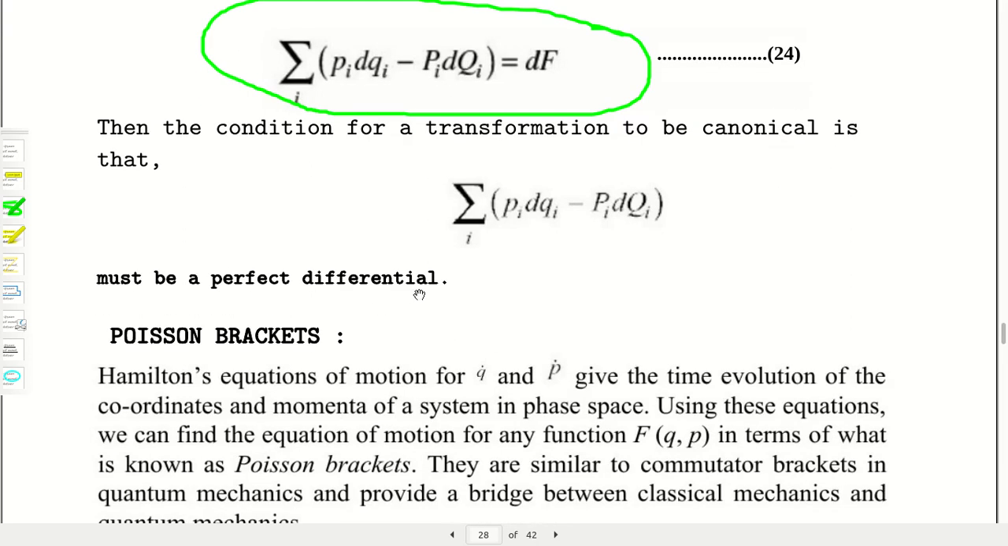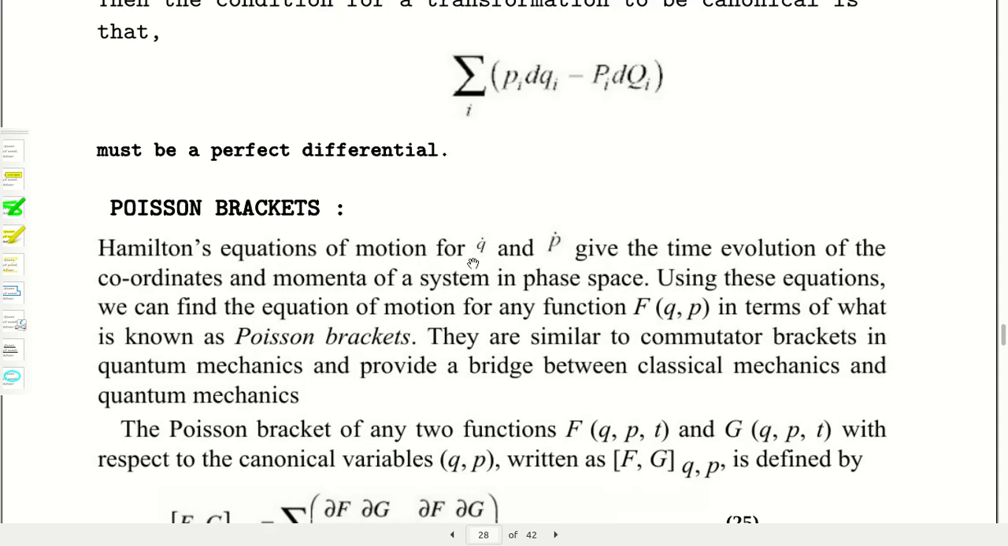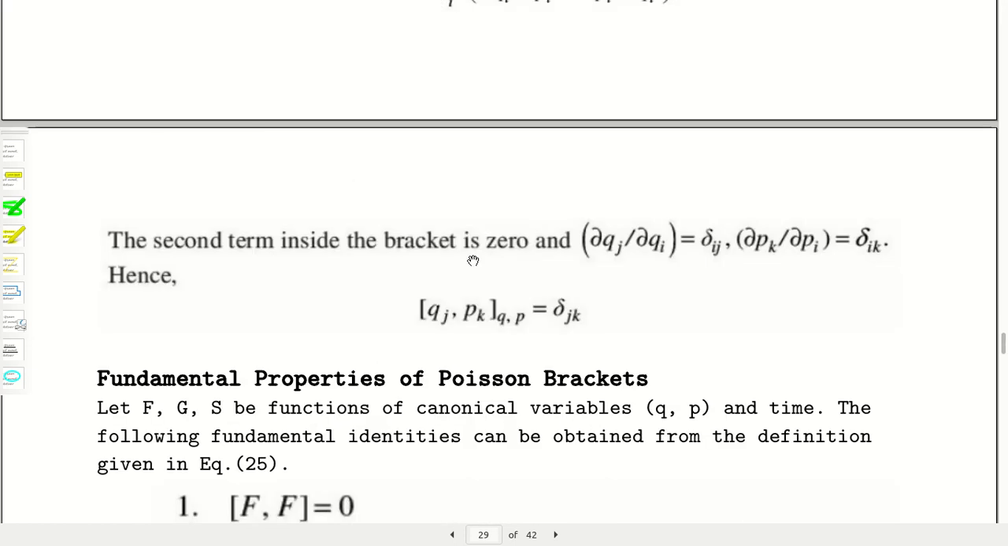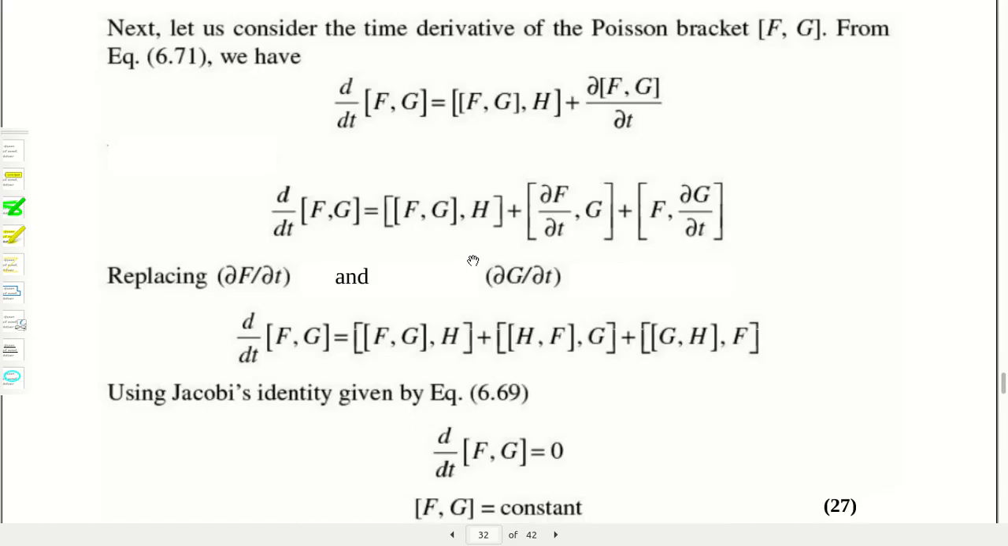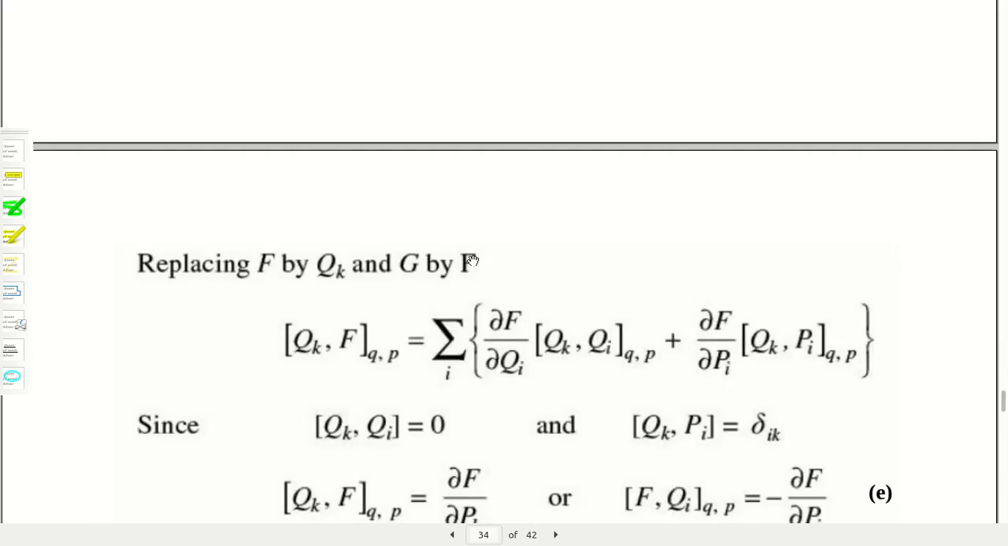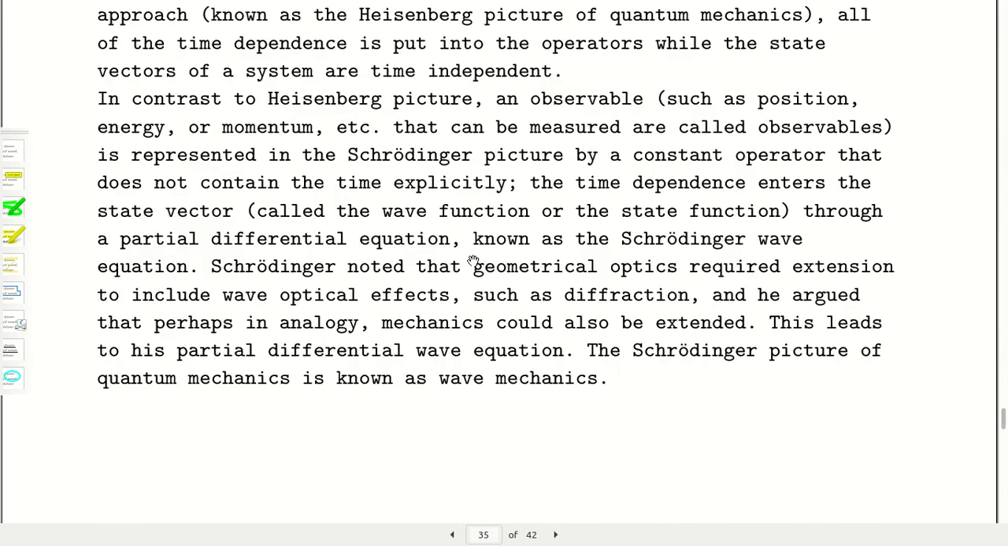Okay, let us stop at this point and take some numerical examples on the generating function and the canonical transformations. Okay, let us move on to the numerical examples.